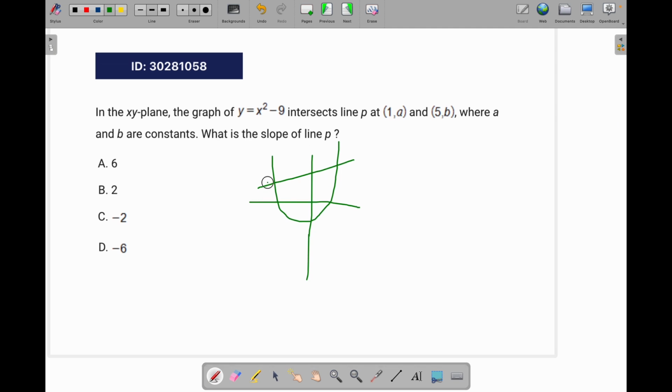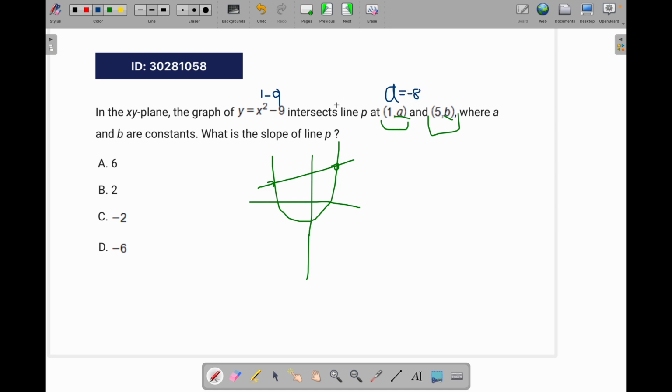With these 2 points, you can just figure out slope. It's change in y over change in x. But we need to figure out what a and b are. So we're going to use our quadratic function, x squared minus 9. This is still a quadratic function. So let's plug in 1 for x. When you plug in 1 here, it's just 1 minus 9. This is going to tell us that a equals negative 8.